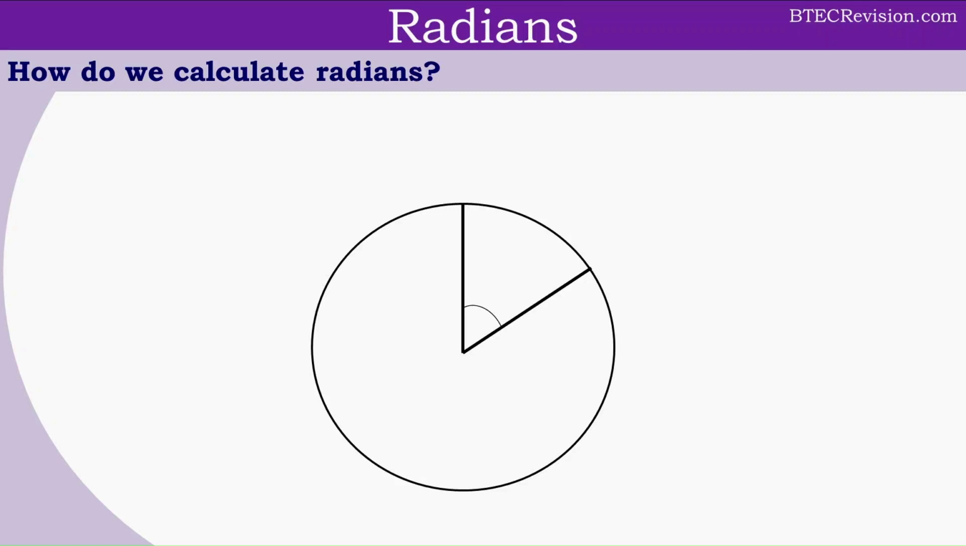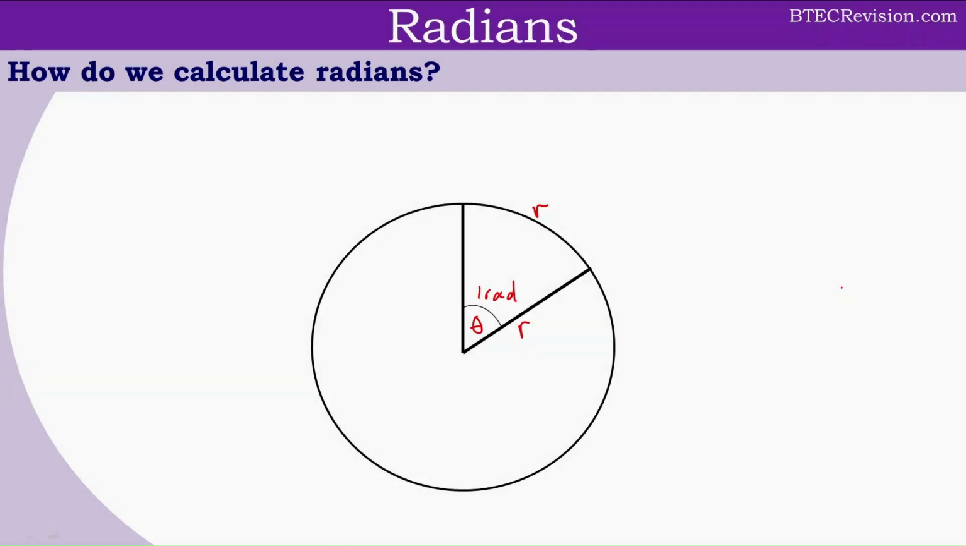A radian is the angle subtended by an arc of a circle whose length is equal to the radius. What this means is, if we have a radius inside of a circle and a length which is curved, this is called an arc length. When this arc length is equal to the radius, then the angle created is equal to 1 radian.